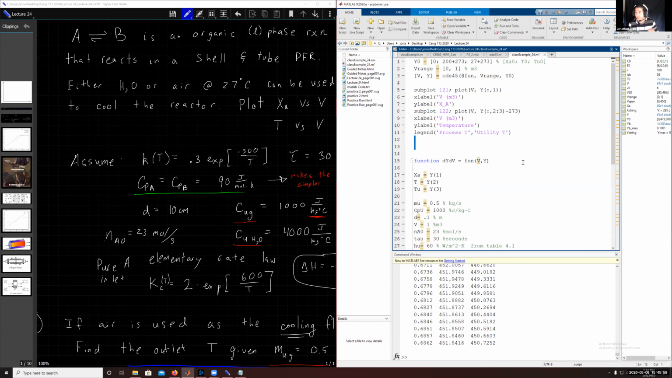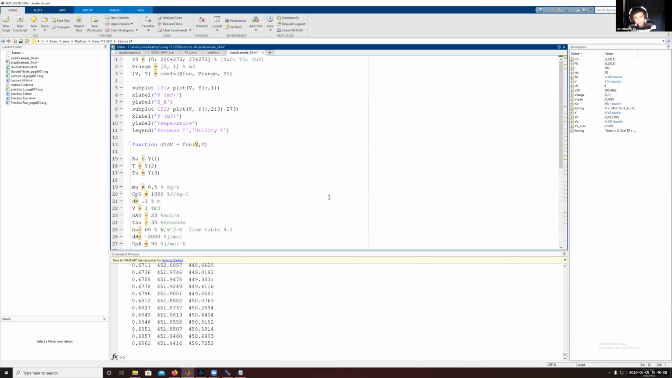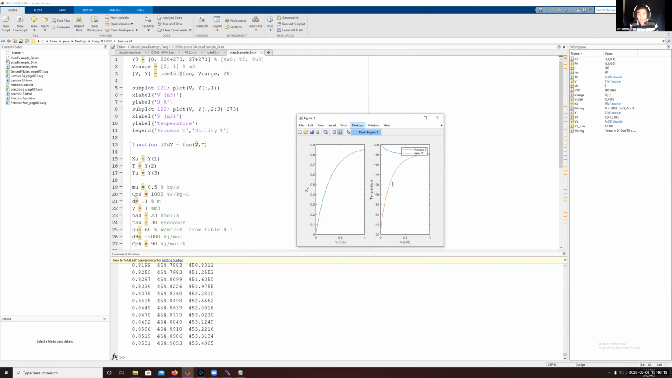All of this code will be published with the lecture, so you'll get a chance to look at it. So hopefully, if I run it, I don't get any errors. And let me dock this here.